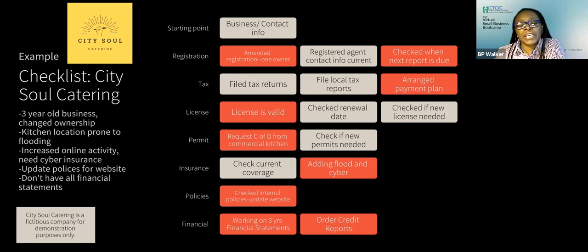They have a kitchen location they actually rent from. But they realized after taking last Tuesday's session that their area is in a flood zone. And they have realized that they have increased online activity and they might need cyber insurance along with flood insurance. And then they realized with our checklist, they had to update policies for the website and they don't have all their financial statements. So if I was working with that company, this is what they would look like in terms of focusing on the things they need to work on.